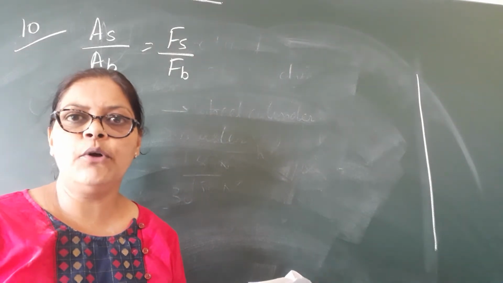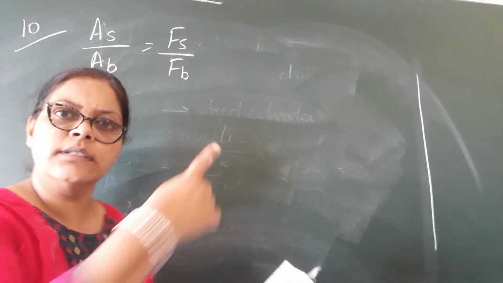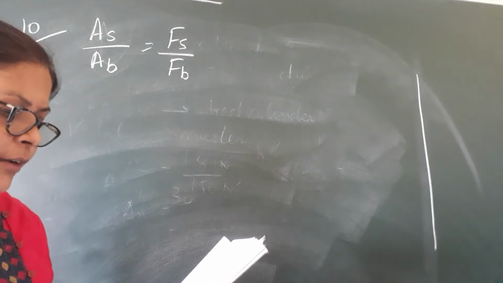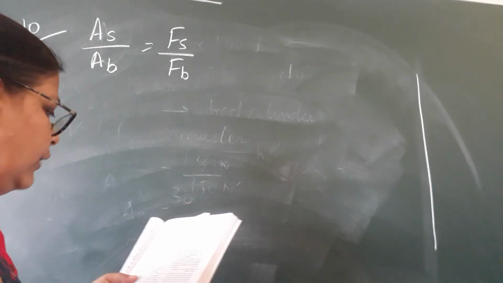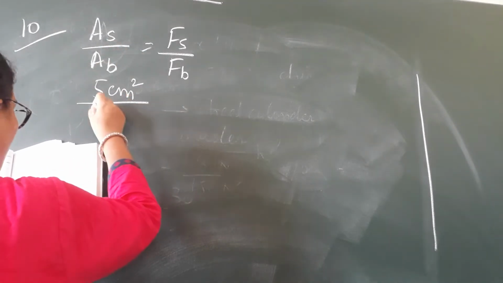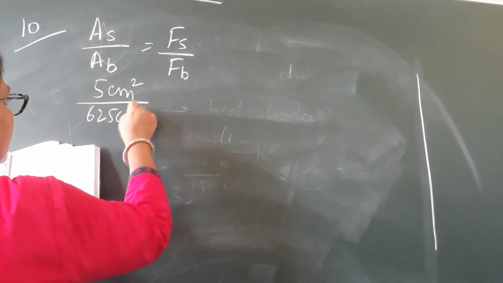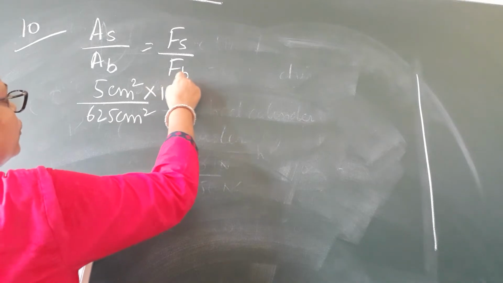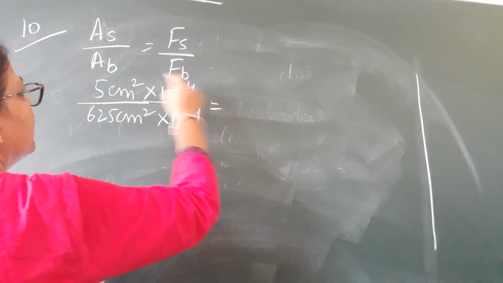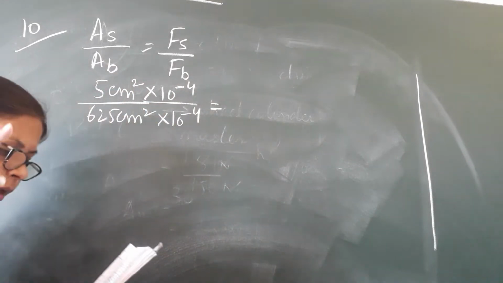If we take F2 upon F1 is equal to A2 upon A1, the same thing is over here. Smaller upon bigger, smaller upon bigger. This is principle of hydraulic machines. Now let's see what values we have. We substitute 5 square centimeters for the smaller upon 625 square centimeters for the bigger. We multiply both by 10 to the power minus 4. Now why do we do that? Because we need to convert square centimeters to square meters.